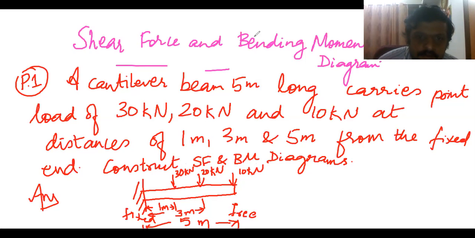So what is that, students? 30 kilonewton is at the distance of 1 meter from the fixed end. 20 kilonewton is at the distance of 3 meters from the fixed end, and 10 kilonewton is at a distance of 5 meter at the free end. That's all about the diagram. Now we'll try to solve the problem. Is that clear, students? That is what the question is all about. So next.